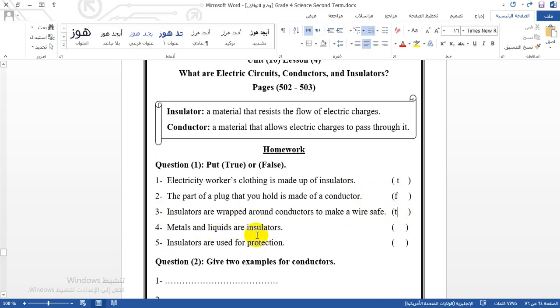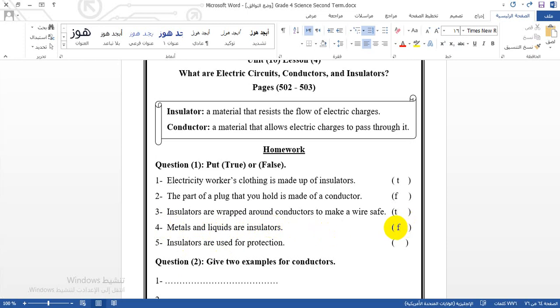Metals and liquids are insulators. Sure, no. Metals are conductors, not insulators. What about liquids, guys, insulators or conductors? Not all liquids are insulators. Some liquids are conductors. Some oils, like silicone oil, are insulators, and organic liquids are insulators. But not all liquids are insulators, because salt water is a conductor. So this statement, metals and liquids are insulators, is false.